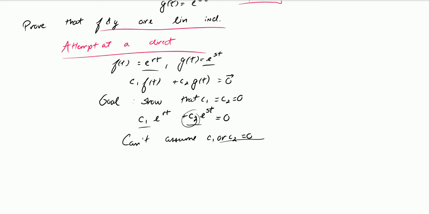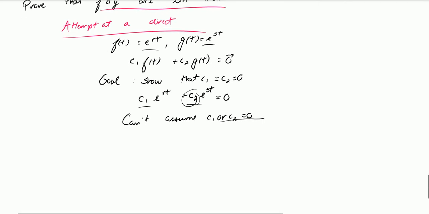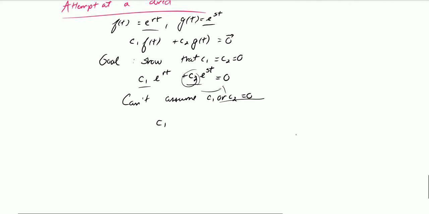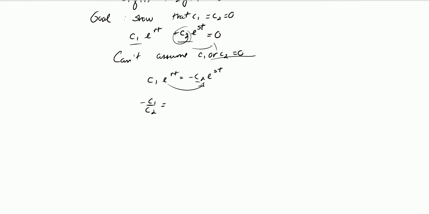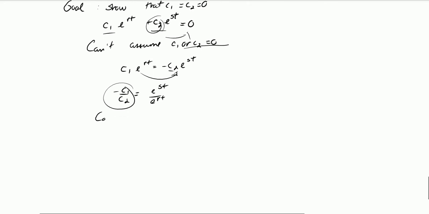What I could say, no, I don't really see a way. Maybe if I move this one to the other side, so I get c1 e to the rt is equal to minus c2 e to the st. But what else can I do? I could divide this side by c2 and bring that on the other side, so I could get something like minus c1 over c2 times e to the st over e to the rt. But then I can't ln both sides, since the left hand side is negative.